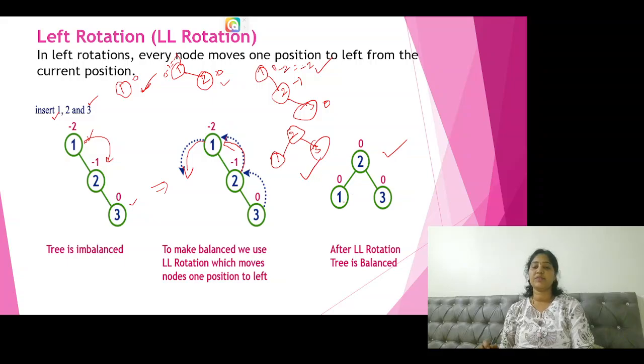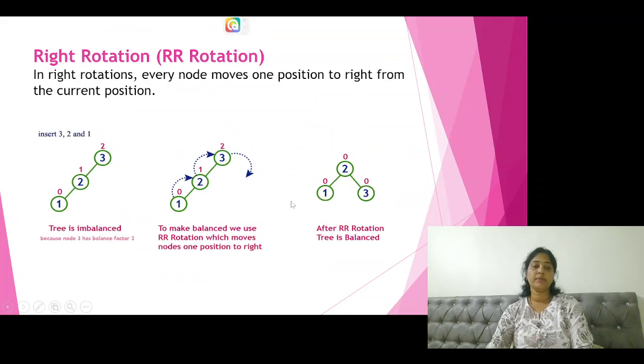Now you check the balance factor. There are no left and right nodes for 1, so the balance factor of 1 is 0, and no left and right nodes for 3, so the balance factor of 3 is 0. For the balance factor of 2, the left subtree height is 1 and the right subtree height is 1, so 1 minus 1 you will get 0. Okay. This is LL rotation.